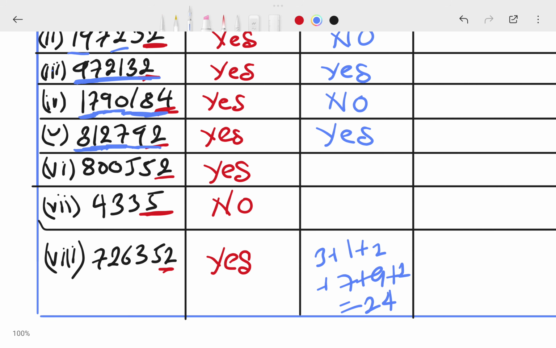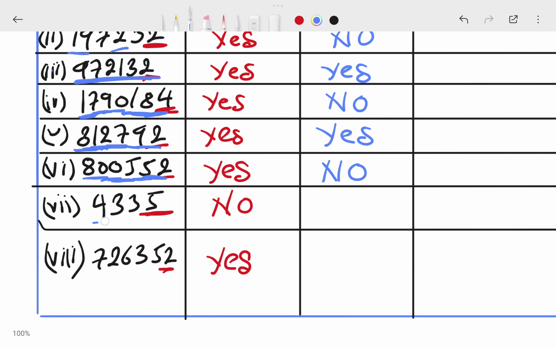Okay, I hope you are understanding this one. Now let's check this one. So 8 plus 0, that's 8. 8 plus 5, 13. 13 plus 5, that's 18. 18 plus 2, that's 20. So is 20 in the 3 table? No. So it is not in the table, then it's no.